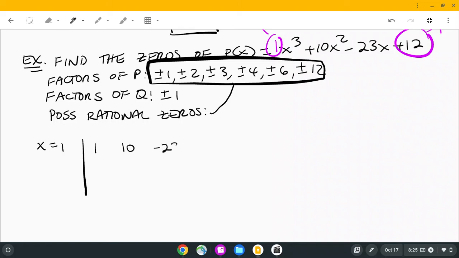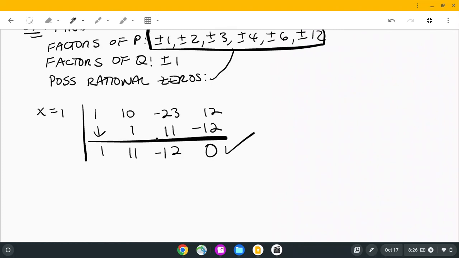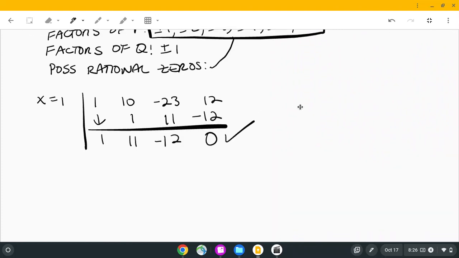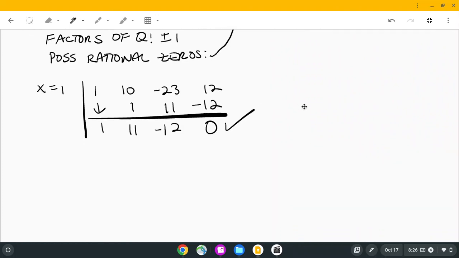So negative 23, 12. All right, bring down the 1. 1 times 1 is 1. We get 11. 11 times 1 is 11. We get negative 12. Oh, look at that, right away. Yay! So that wasn't too bad. And so this is 1.